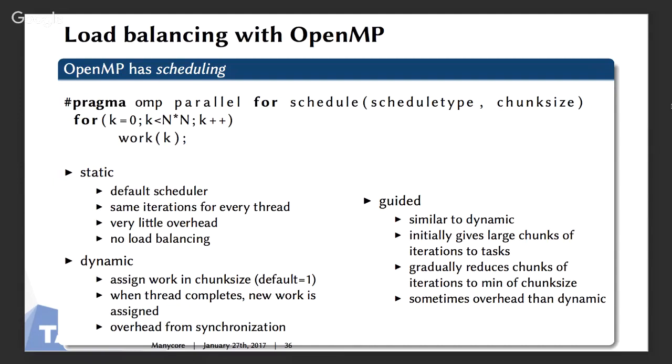Guided is kind of similar to dynamic. It's kind of the odd duck of these. Basically, it initially starts by handing out large chunks of iterations to tasks like dynamic, and then it gradually reduces the size of these chunks to minimize the chunk size. The idea is that sometimes it might have less overhead than dynamic. I have never found a case where guided really improved my performance over dynamic, but you know, maybe some people do.